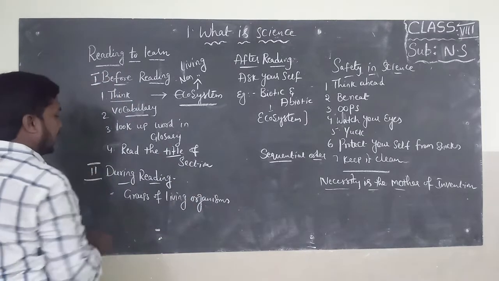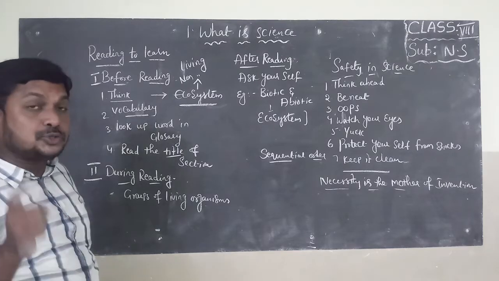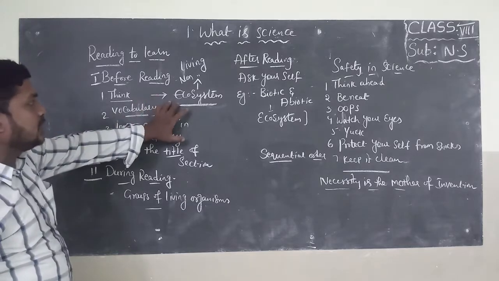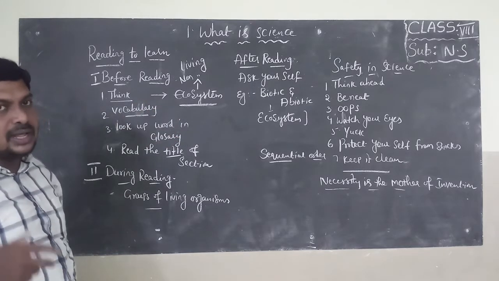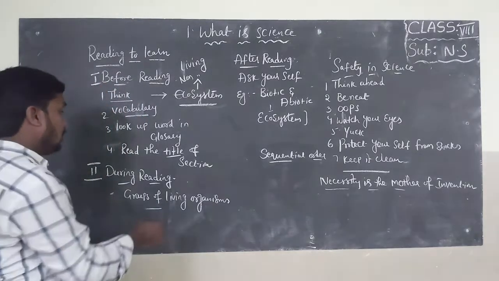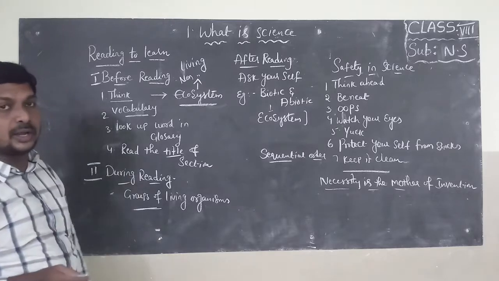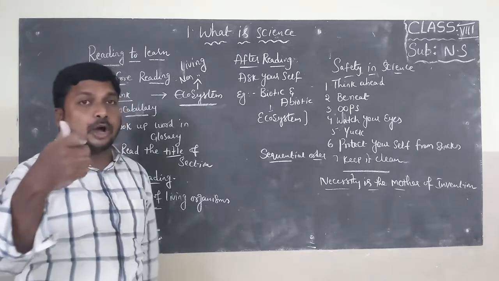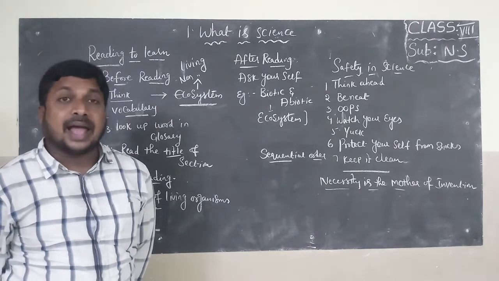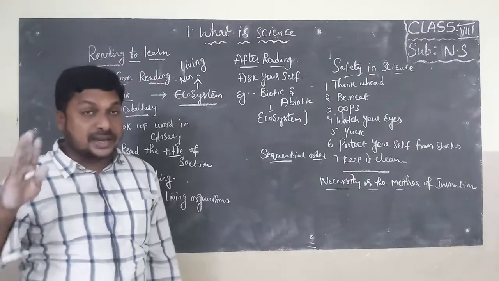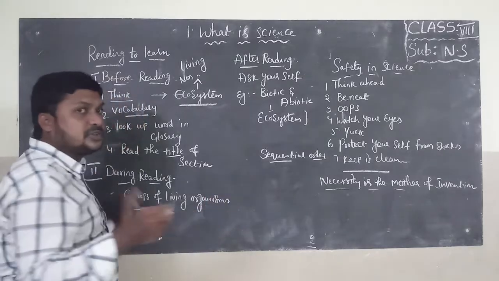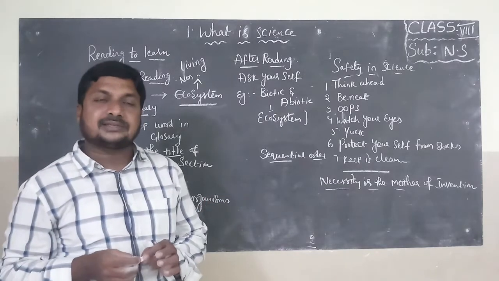Second one is during reading. During reading you have to observe the topics carefully. Groups of living organisms. In an ecosystem, we can find different organisms, whether living or non-living. So you have to observe carefully the groups of living organisms. Do you know, children, nowadays so many animals and plants are vanishing from the earth, that is called extinct. Extinct means the animals or plants which vanished from the earth.